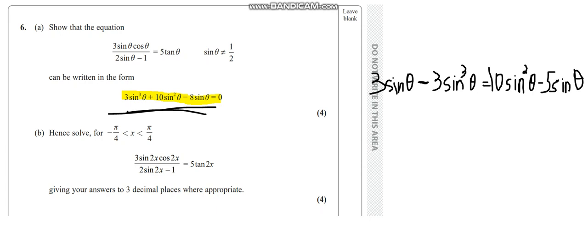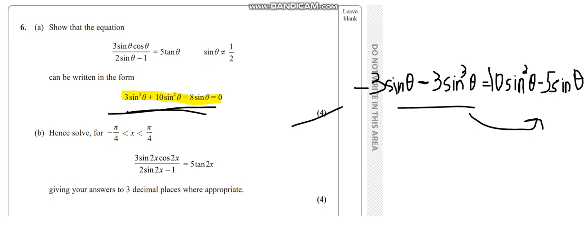Now to arrange this into 3 sin³θ, making it positive, we take all this stuff to the other side of the equation. So 3 sin θ will become negative, and negative 3 sin θ minus 5 sin θ will become minus 8 sin θ, and the negative 3 sin³θ will become positive. There you go, that's our answer. We are able to show that the equation can be written in that form. And that's our A part done, 4 marks easily scored.